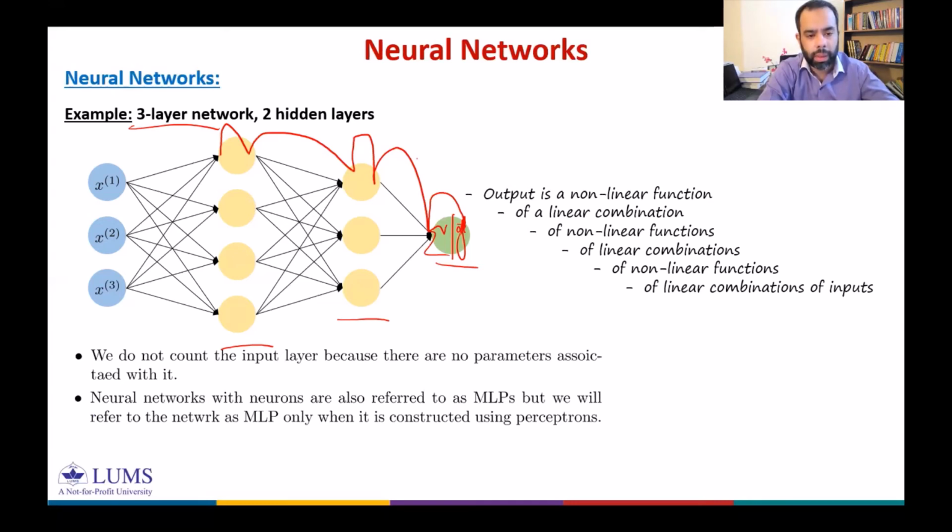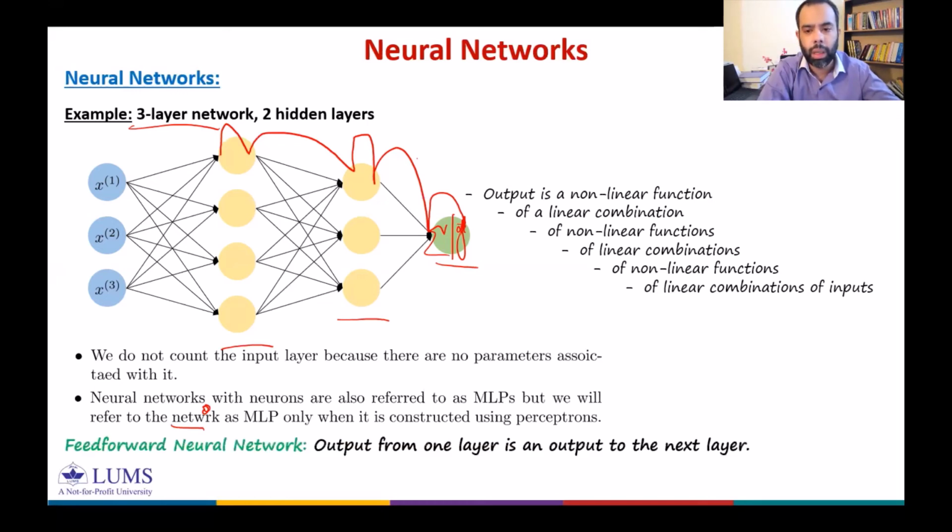Neural networks with neurons are also referred to as multi-layer perceptrons in the literature, but we will refer to the network as an MLP only when it is constructed using perceptrons. I will correct this. I'm going to define another term, which we call feed-forward neural networks. The network we have discussed here is a type of neural network called a feed-forward neural network, because output from one layer is used as input to the next layer. There are no loops in the network. Information is always fed forward. It is never fed back.